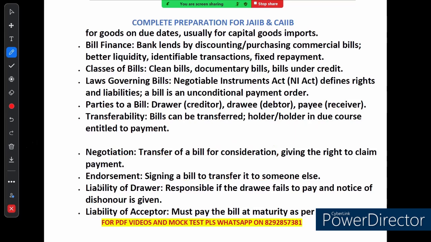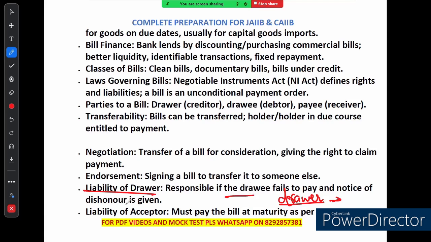Now what are the liabilities of the drawer? Try to understand, here is the important part about who is responsible for paying the bill. The drawer. You know the meaning of drawer? The one who has to step in if the drawee, the one who owes money, can't pay, but only if they are notified of failure.